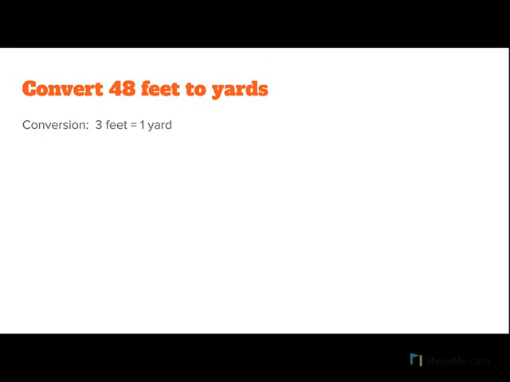Why don't you go ahead and try and set this one up on your own. So we have 48 feet, and our goal is to convert this to yards. Here's your conversion factor. See if you can do this on your own.